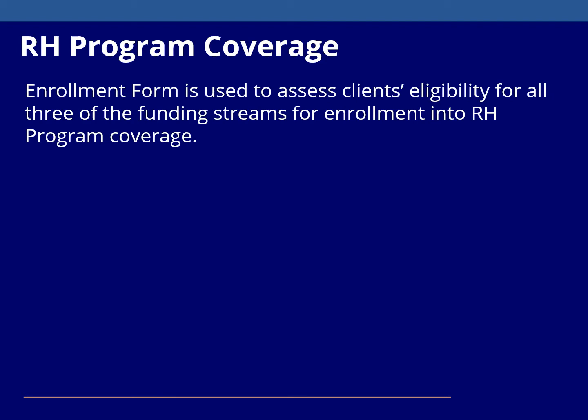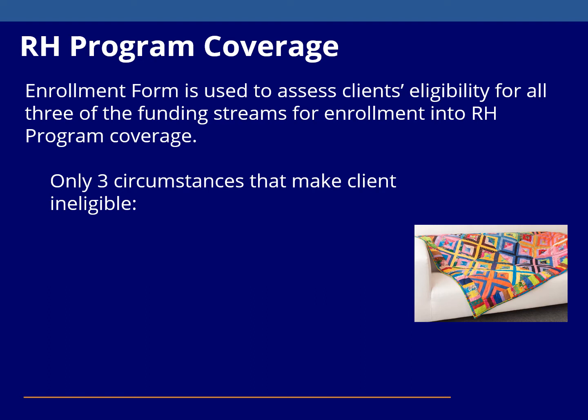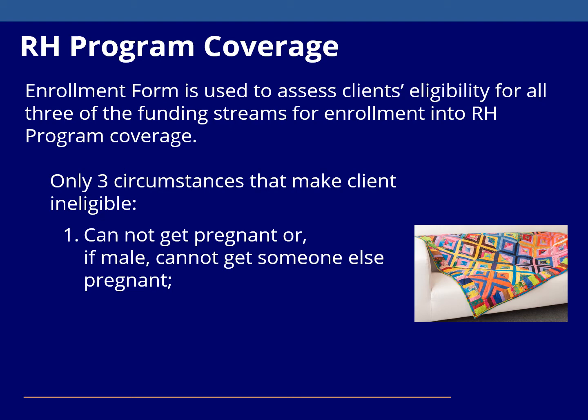No matter what type of clinic the client is visiting, the enrollment form assesses the client's eligibility for all 3 funding streams. At CCARE only clinics, clients may enroll into coverage, but not be able to get all of their services covered at that clinic. At RH program clinics, on the other hand, there are only 3 circumstances that make a client ineligible to get their services covered by the RH program. Clients are only ineligible if they are unable to get pregnant or get someone else pregnant, or if they are over 250% of the federal poverty level, or if they are enrolled in OHP.